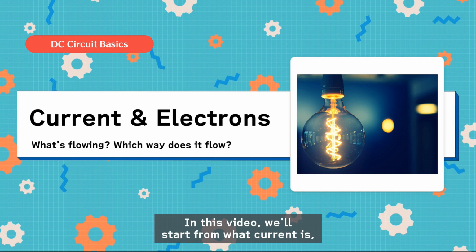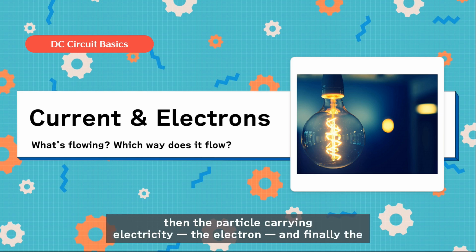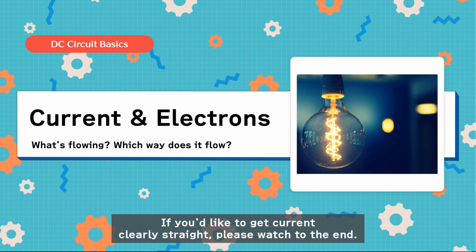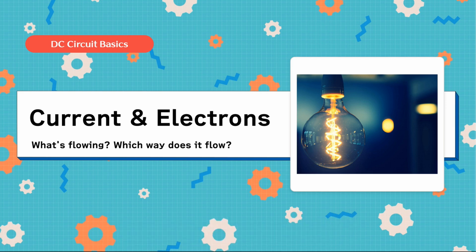In this video, we'll start from what current is, then the particle carrying electricity, the electron, and finally the convention by which the electron and current directions end up opposite, in order. If you'd like to get current clearly straight, please watch to the end.